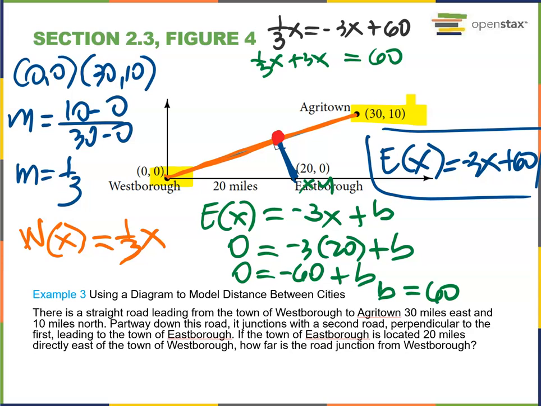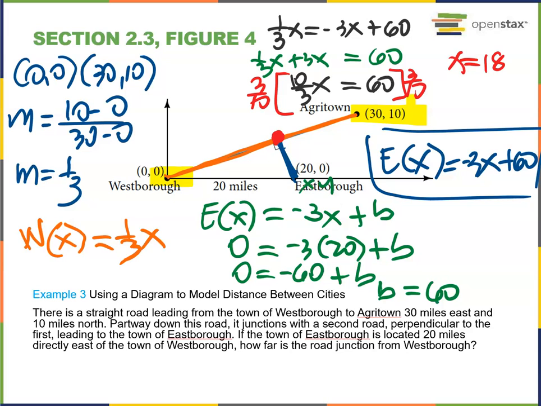What is 1/3 x plus 3x? 3 times 3 is 9, plus 1 is 10 over 3 x is equal to 60. And then multiply both sides by the reciprocal of 10 over 3, which is 3 over 10. So 3 times 10 over 10 times 3 is 30 over 30, which is just x. And then 3/10 of 60 is 60 divided by 10 is 6, times 3 is 18. So x is equal to 18.